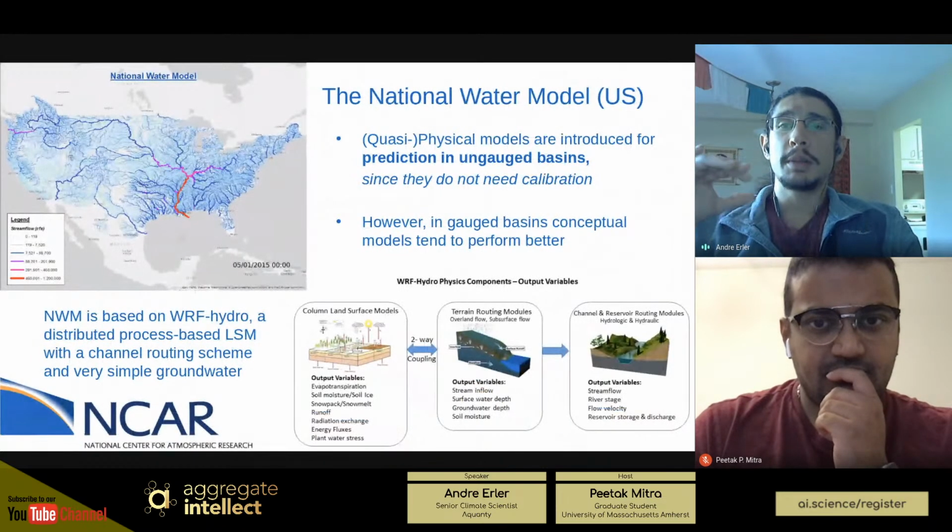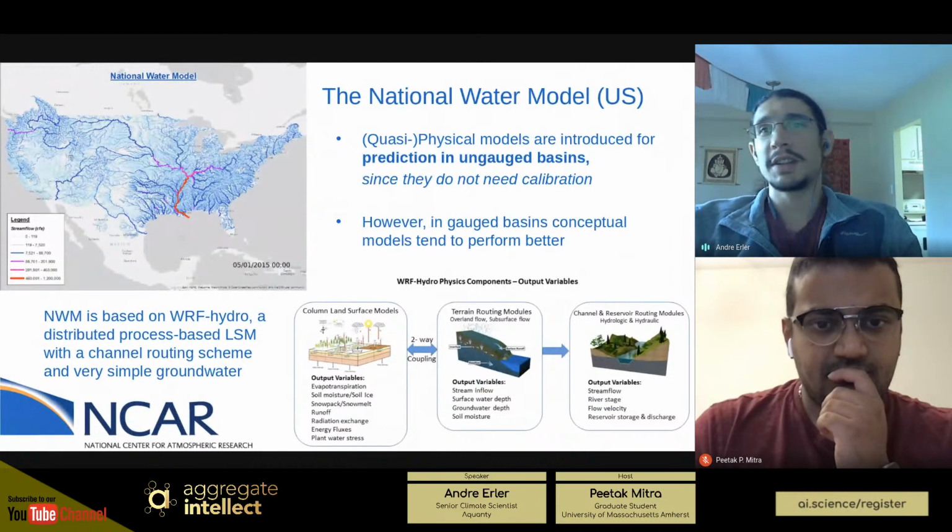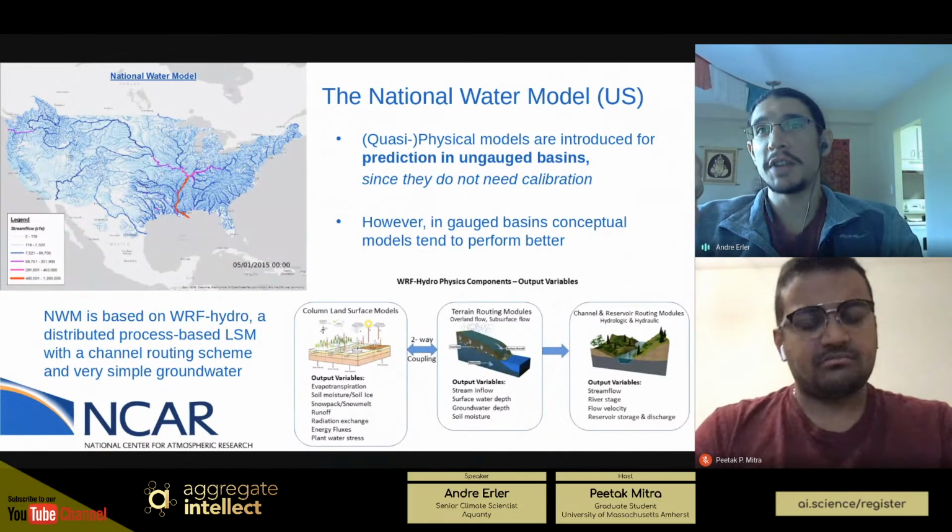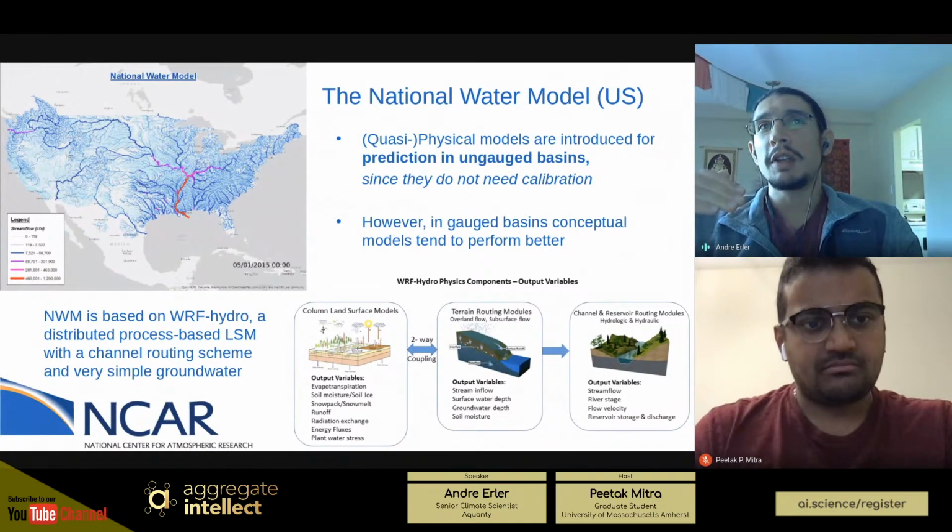More recently, the problem with these models is that if you don't have stream gauge data, you basically can't use them. And this is the same with machine learning algorithms, right? If you don't have training data, it doesn't work. So now a lot of people are trying to build physical models, and this is also what we do in our company, especially for ungauged basins.